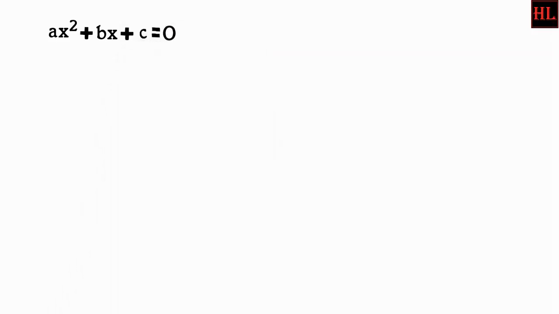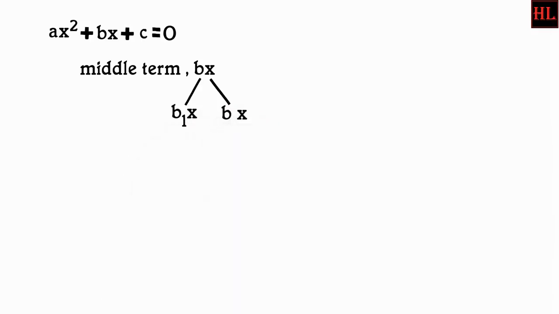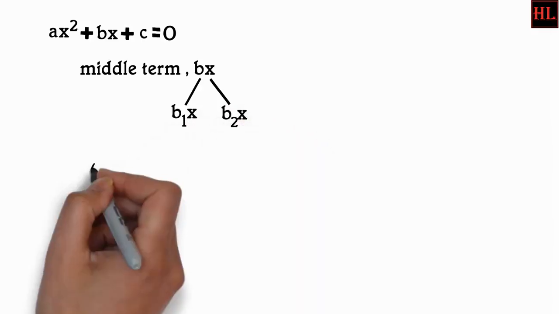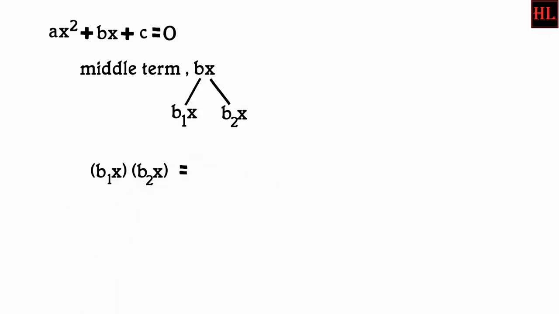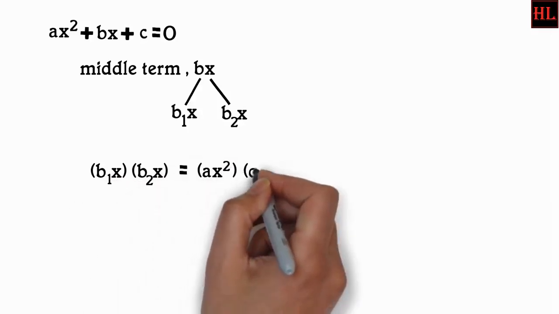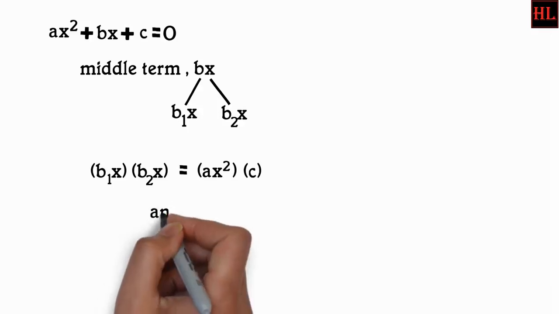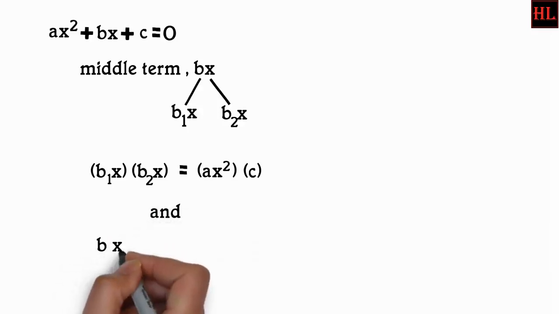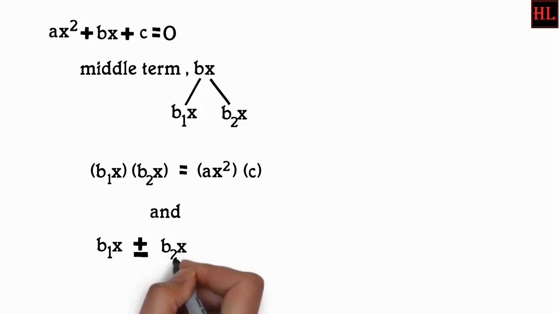Now we'll split the middle term bx into b1x and b2x in such a way that the product of b1x and b2x equal to the product of first term and last term, and the sum or difference is equal to bx. So we'll write b1x multiplied by b2x equal to ax square multiplied by c, and b1x plus minus b2x is equal to bx.